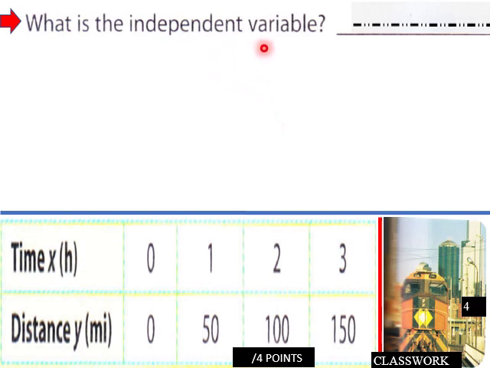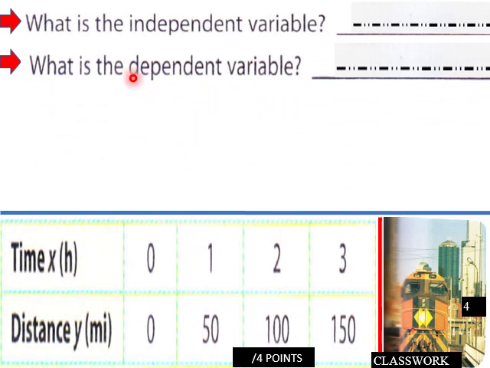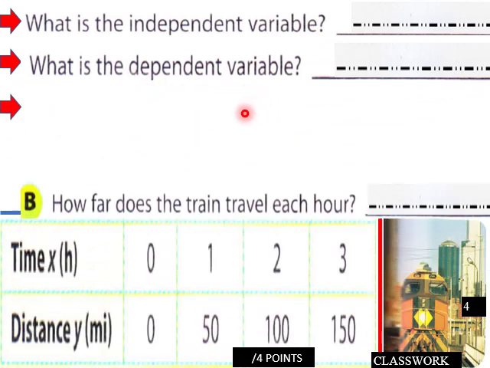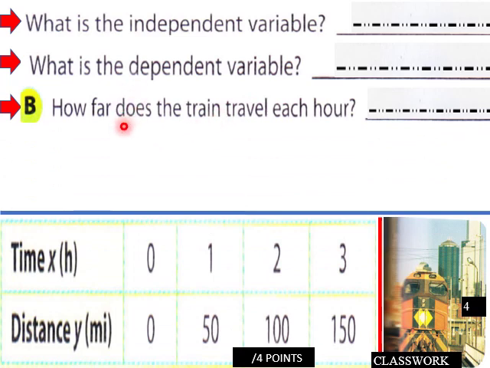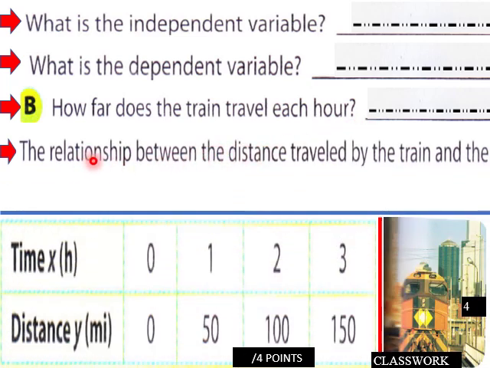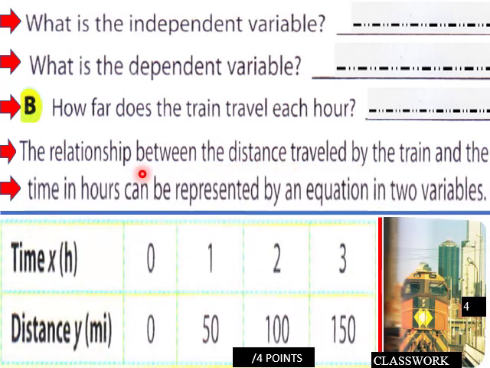What is the independent variable would be the question. And what is the dependent variable is the next question. So think about that. And then B, how far does the train travel each hour would be a question. And then the relationship between the distance traveled by the train and the time in hours can be represented by an equation in two variables. So we can represent this table by an equation.